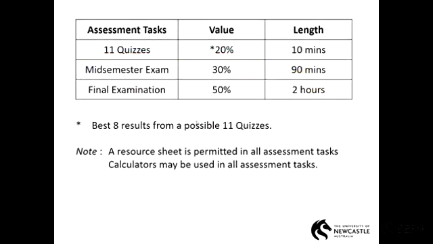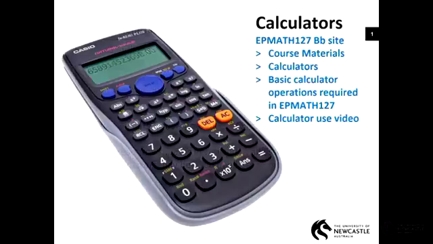11 quizzes, only 8 from 11 count again, so 3 quiz marks won't count. So that can mean either you just drop 3 of your worst marks, or if stuff happens and you miss 3 quizzes, well, it's not that important. You'll get there. Resource sheets mean that I said that in all assessment tasks, every quiz. So the quiz next week, quiz 1, yep, resource sheet, A4, front, back, handwritten, and calculators every week, every task.